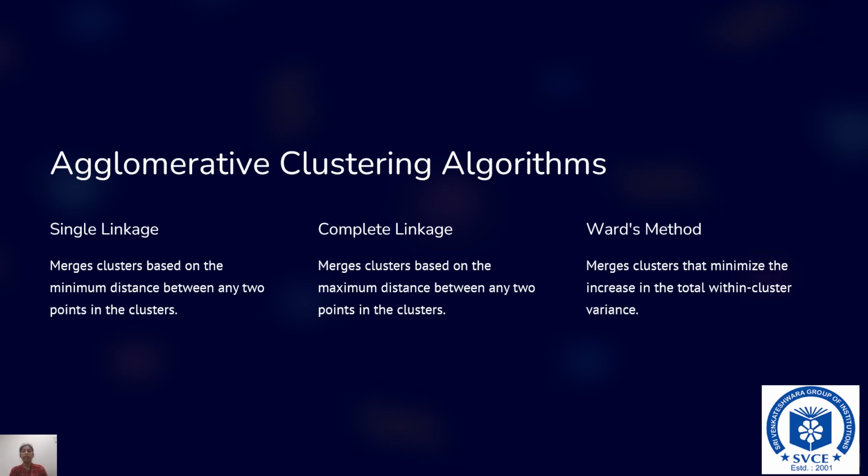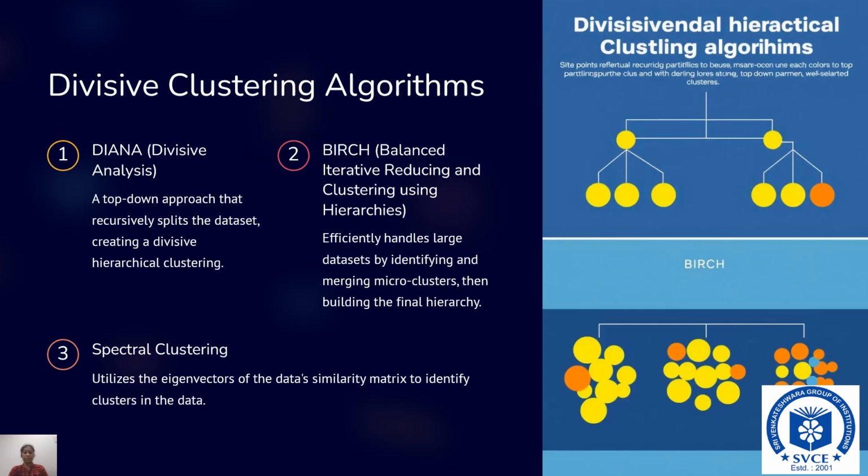Next one is Ward's method. It merges clusters that minimize the increase in total within-cluster variance. These are all the agglomerative clustering algorithms. Next, let us see the divisive clustering algorithms. First one is DIANA, second one is BIRCH, third one is spectral clustering.